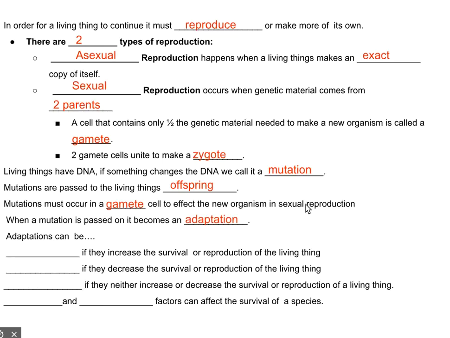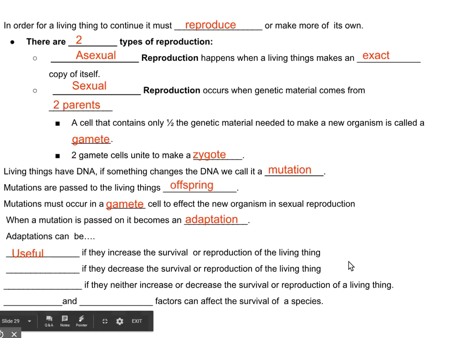Now, there are 3 adaptations that we can have, and they're just basically 3 different ways of looking at this mutation. So adaptations can be useful if they increase the survival or reproduction of a living thing. Let's say that we have a moth and it's brown and it lives in the trees. Well, trees are green, and this moth has a mutation that is passed on and becomes an adaptation that made it green. This is useful because now it matches the leaves of the tree, and therefore its survival and its reproduction are probably going to increase.